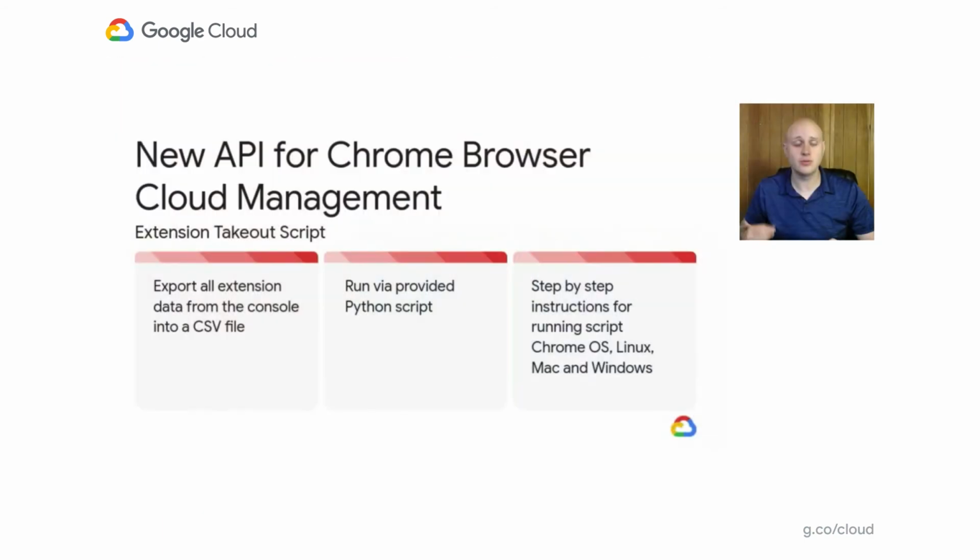So we have a lot of really great documentation on this. We have a demo video. We have step-by-step instructions for running the Python script, which we provide on Windows, Mac, Linux, and Chrome OS. So once you have all your browsers installed and enrolled within Chrome Browser Cloud Management, you can really use this as a great first step to start managing extensions in that auditing process. So definitely feel free to check that out, and I'll have some links in the call to action resource page at the tail end of the presentation.